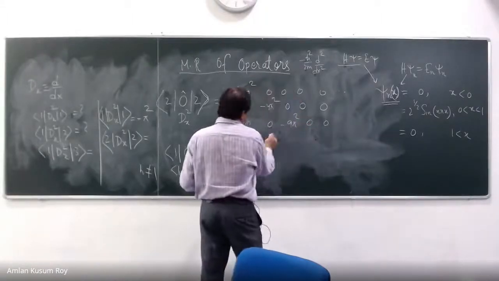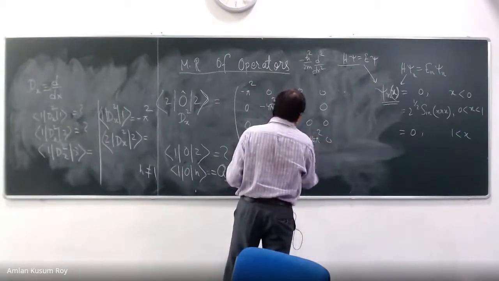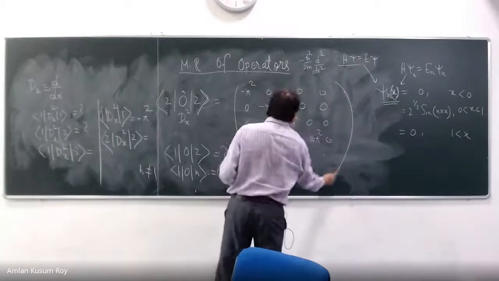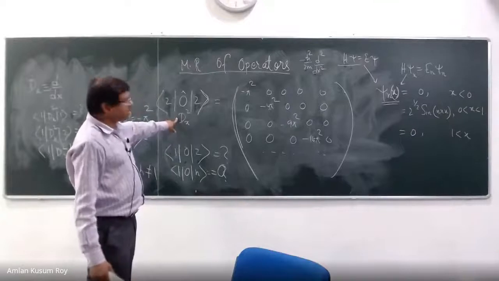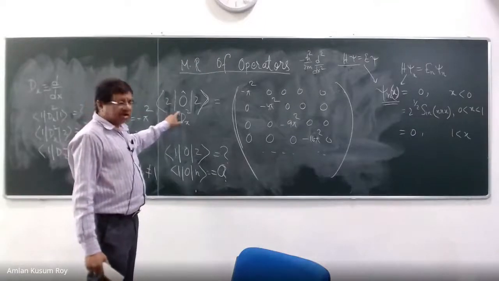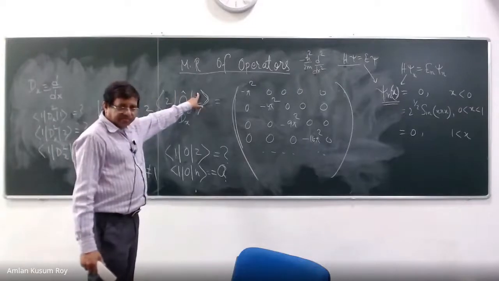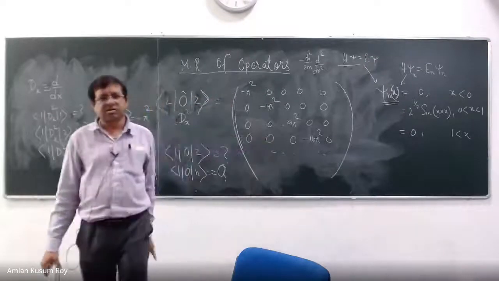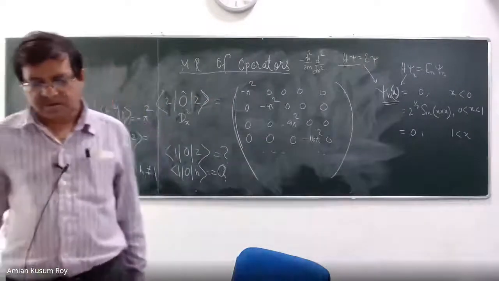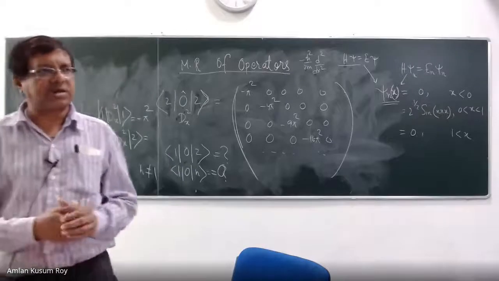So what kind of a matrix is this? What is this matrix? This is the representation of the d square dx square operator in the basis of particle in a box. इतने सारे बातें हैं, right? What kind of a matrix is this? It's a diagonal matrix, right? So you got a new definition of diagonal matrix, right?